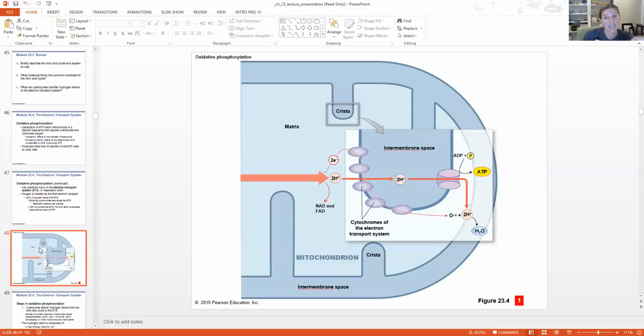Notice what's at the end of this reaction. Those hydrogen ions are pumped through, and what's there waiting for it? Oxygen, right? And water is produced. So the very end products of our oxidative phosphorylation are water and ATP.